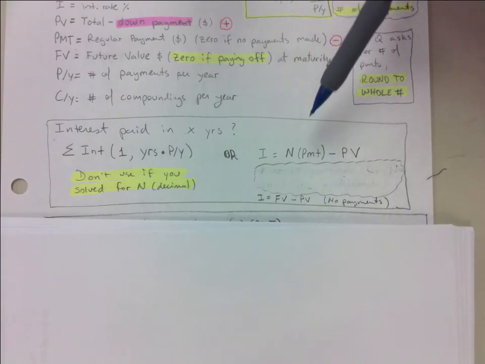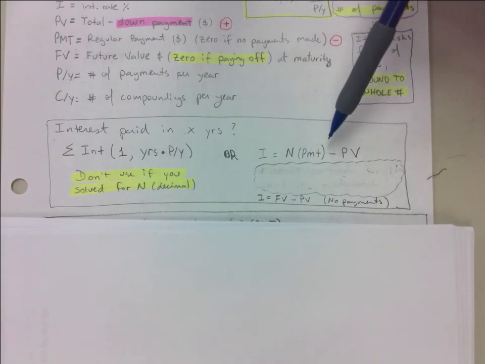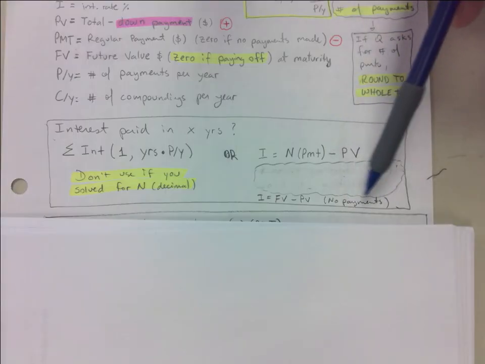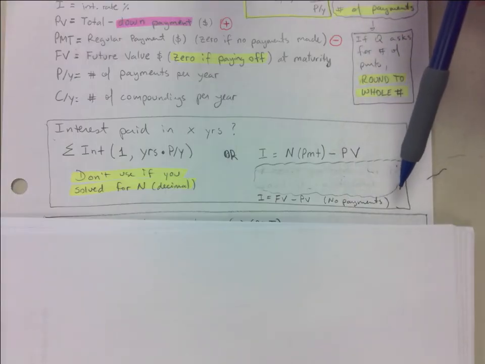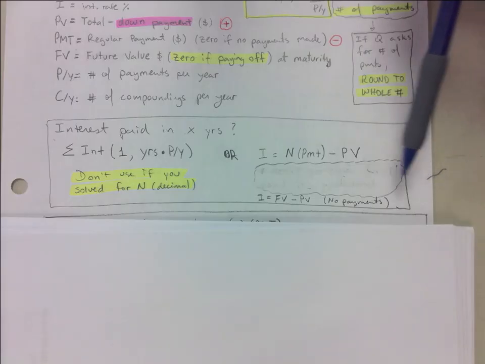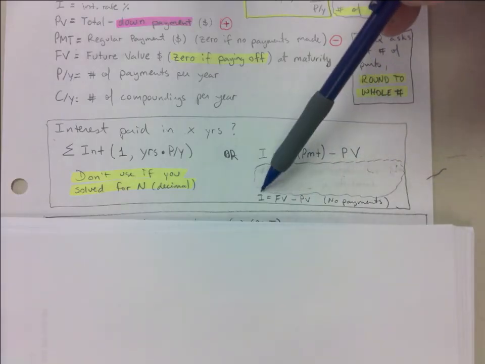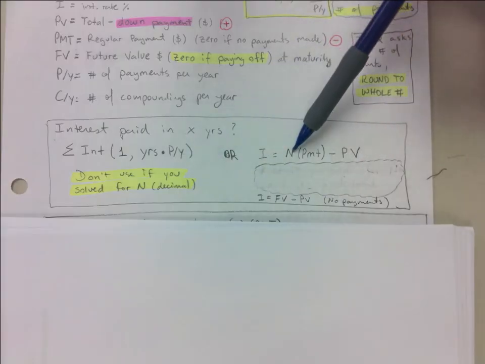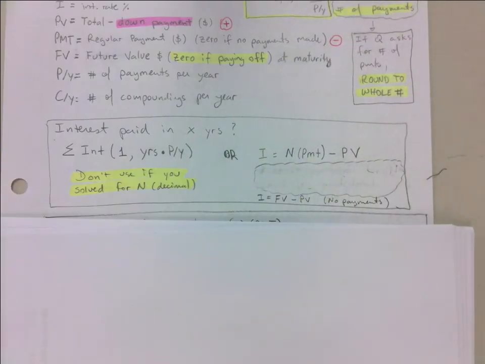But watch how that formula changes if there are no payments. If you're not making any payments, you're just borrowing money, and it's going to accumulate interest, and then you're going to pay it all off at the end. Then the formula turns to this. So have all three on your study sheet.